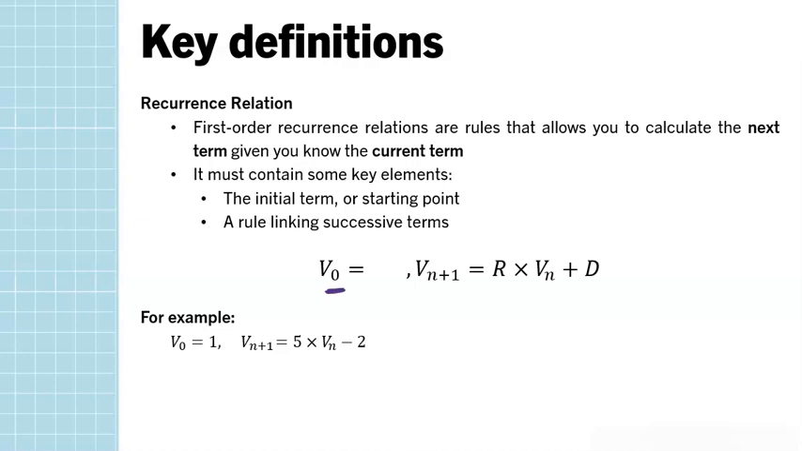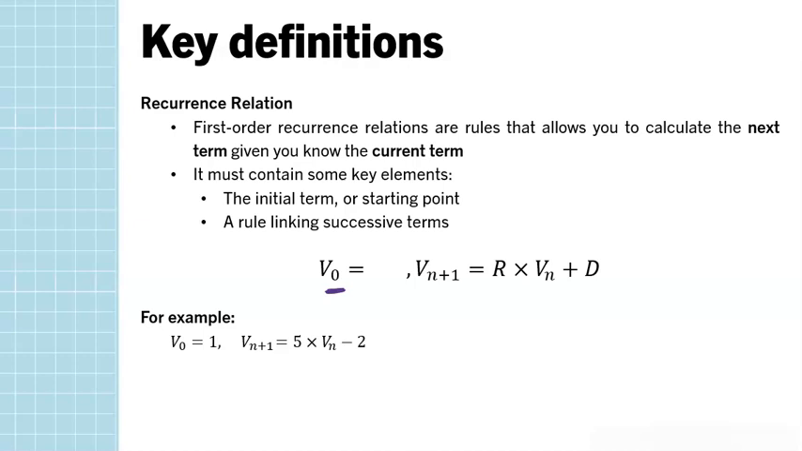You'll note in the rule here, we've got capital letters everywhere except for our lowercase n. V0 represents, in the sequence V, the 0 term, or the initial term, or the starting point. Then our rule is read as V(n+1), so the next term, is equal to R times Vn plus D. R, in this case, is a multiplier. We're always multiplying by something, and that generates a particular type of sequence.